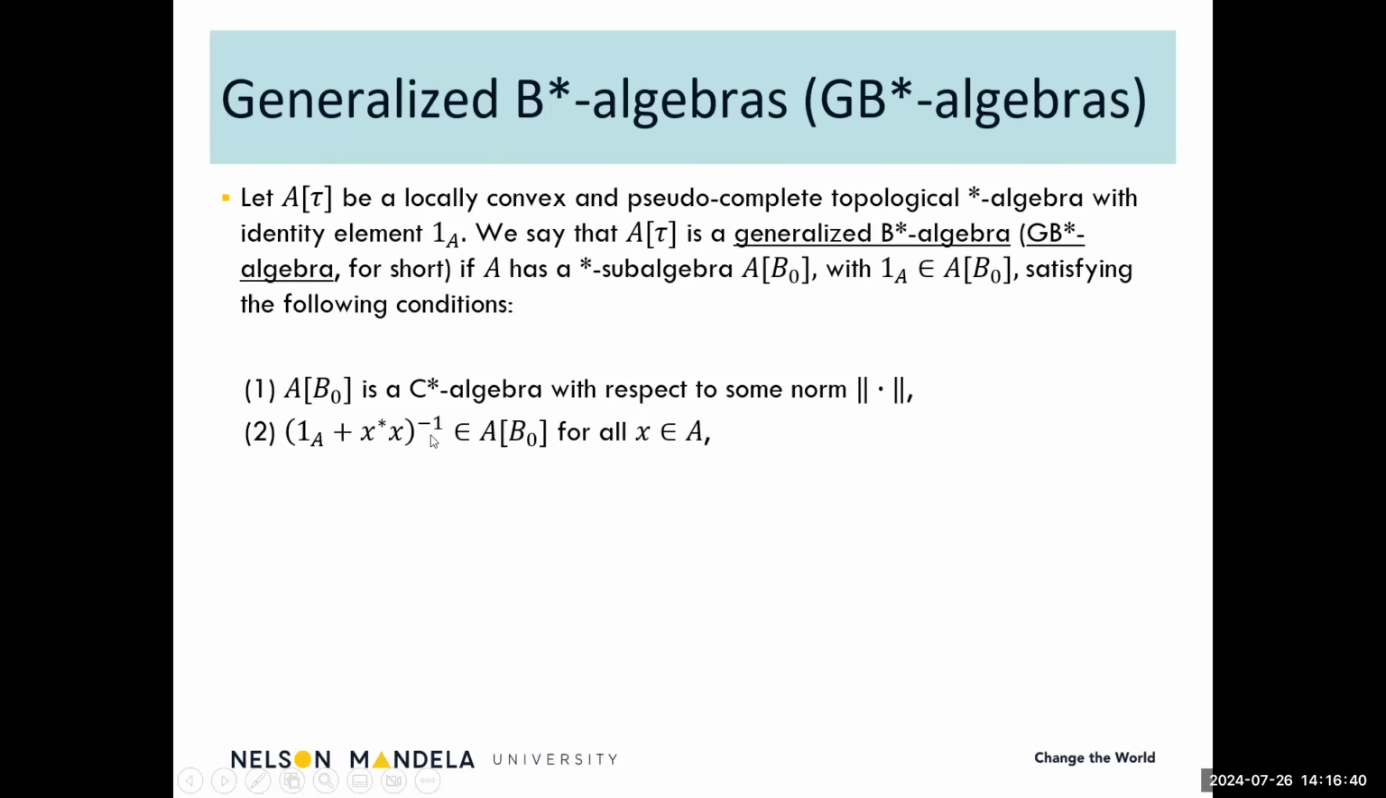Secondly, (1 + x star x) inverse always exists. Not only do these inverses exist in A, but specifically in the underlying C star algebra, no matter what element x in A you take. So that inverse will always be a bounded operator and be in A_B0, the C star algebra. And then the closed unit ball of A_B0 must necessarily be a bounded subset of A, and that's bounded with respect to the topology tau on A. So it's tau bounded.